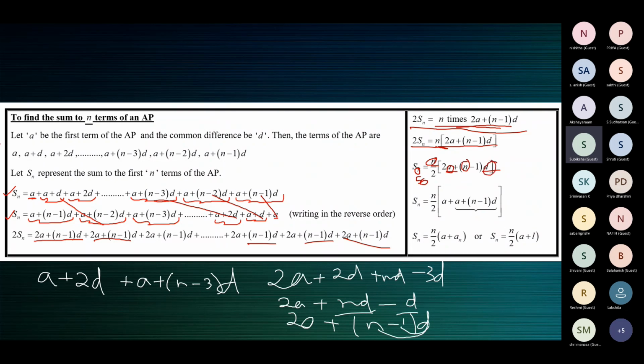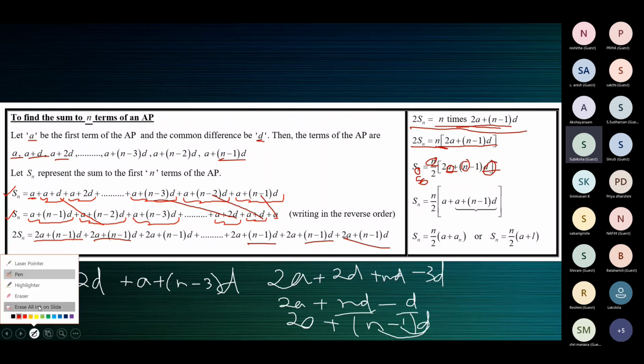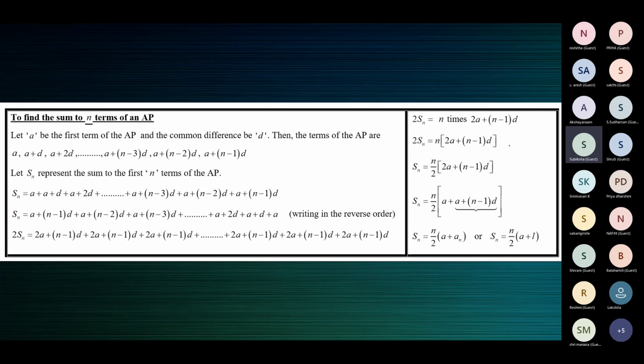Why? Because that's what we've described here. A is the first term, d is the common difference. A is the first term, a plus d is the second term, a plus 2d is the third term, and a plus n minus 1 into d is the nth term. So the formula to find the sum to the first n terms of the AP is given by n by 2 of 2a plus n minus 1 into d.